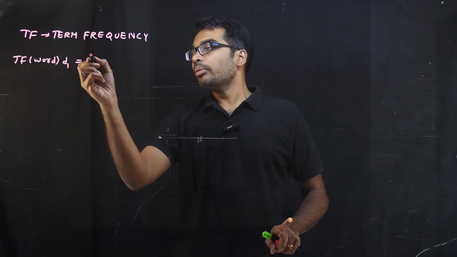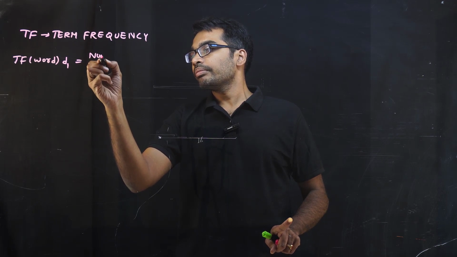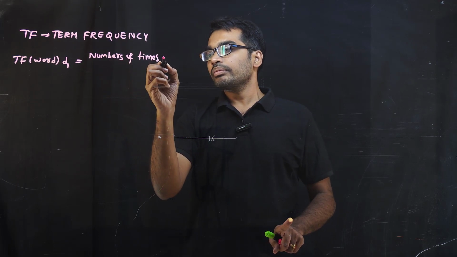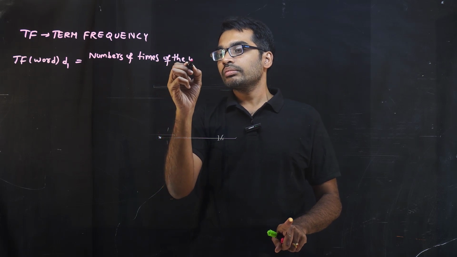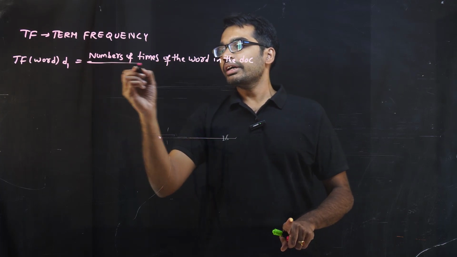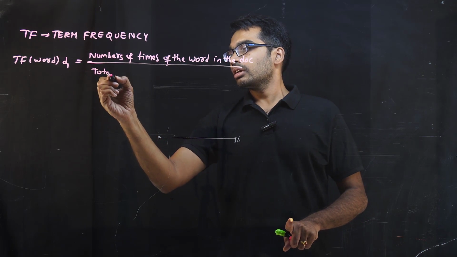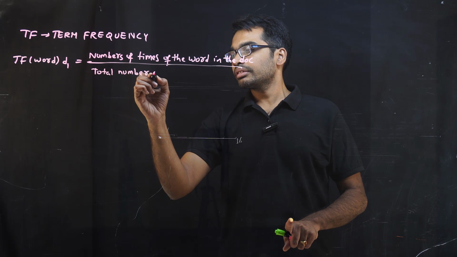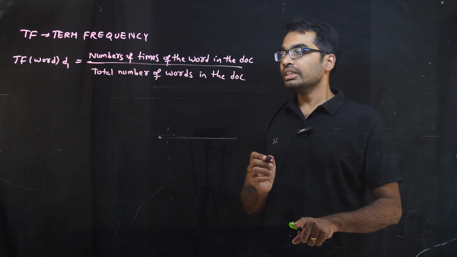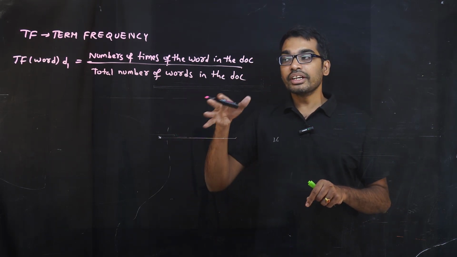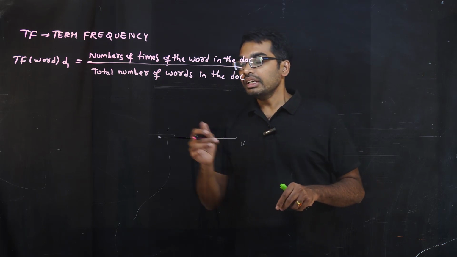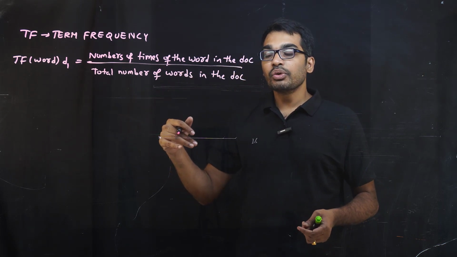We say the term frequency is the number of times of this word in the document divided by the total number of words in the same document. We can also write this as the frequency of the word in the document divided by the total number of words in the document. Let's see how we calculate this over a few examples.